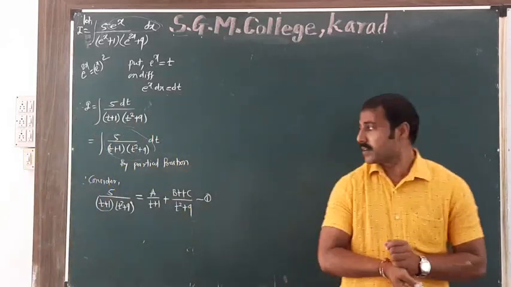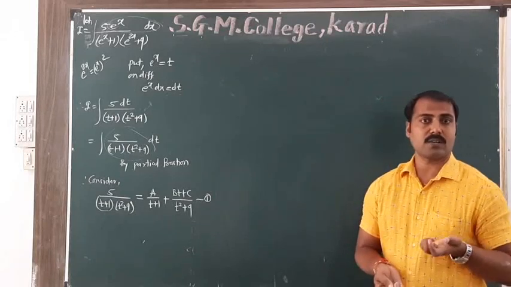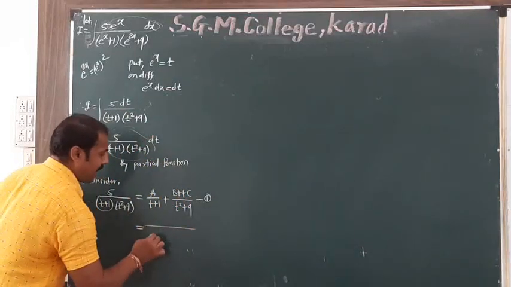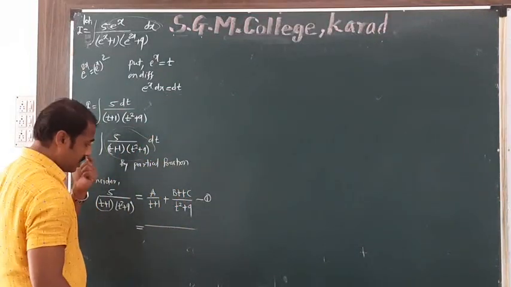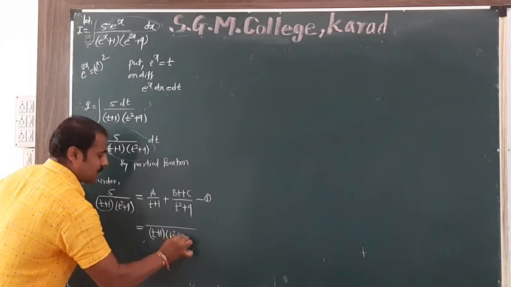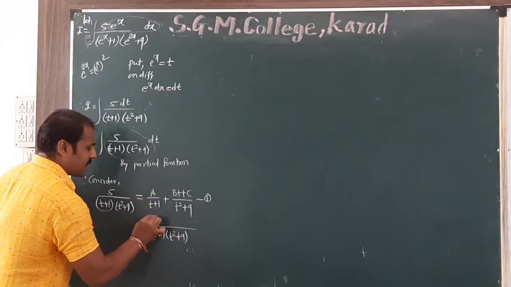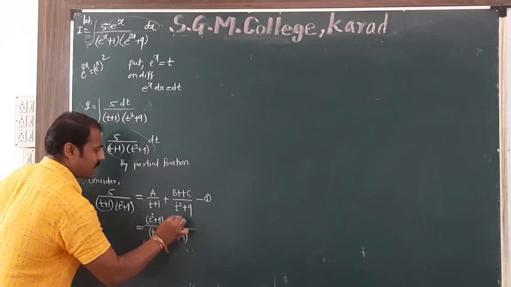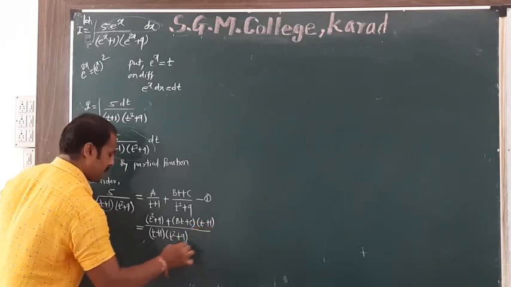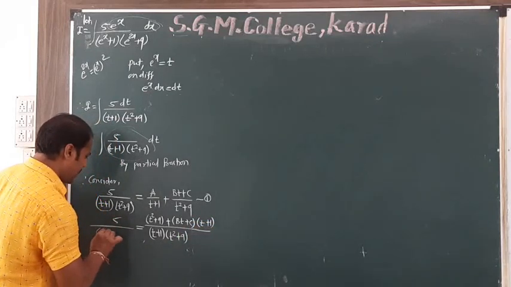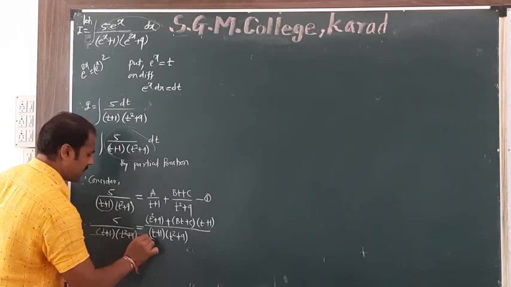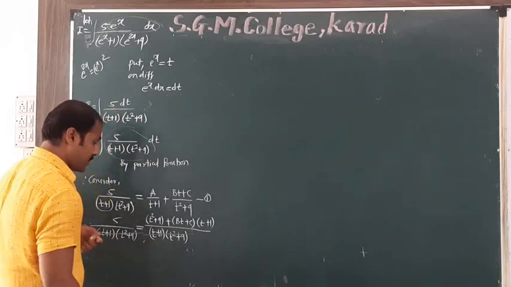Now here a, b, c are constants which are to be determined. So for determination of a, b, c, we take LCM on RHS. So RHS becomes a times (t square plus 9) plus (bt plus c) times (t plus 1), divided by (t plus 1) into (t square plus 9), and cancelling the denominator from both the sides, that is t plus 1 into t square plus 9.